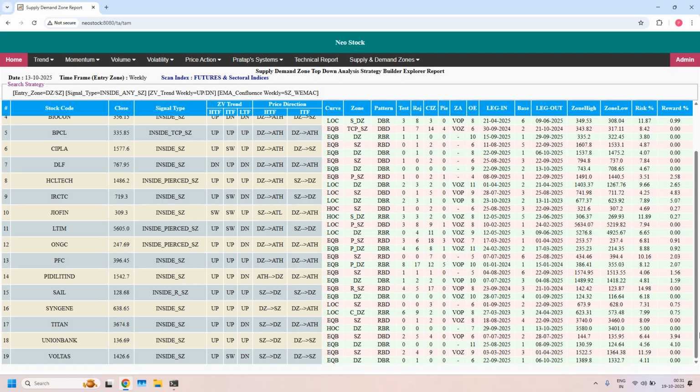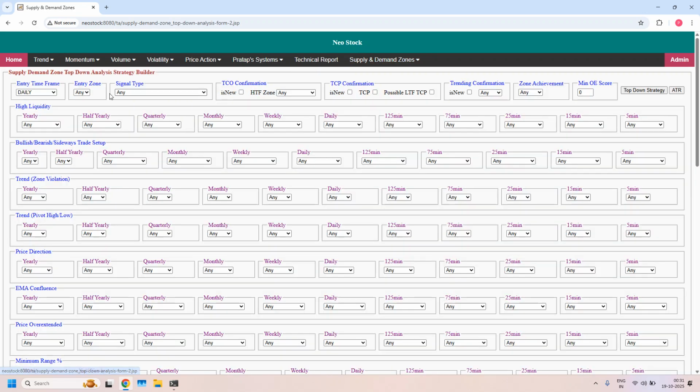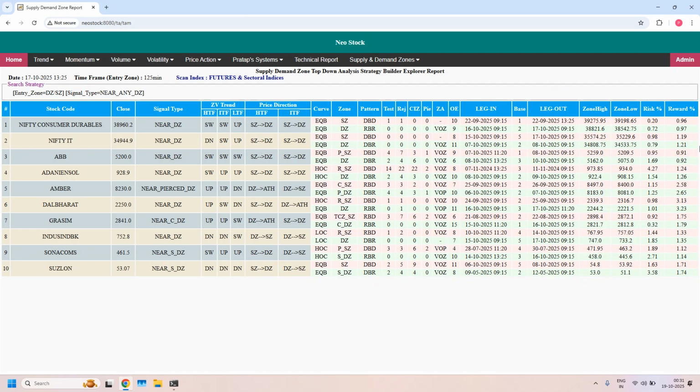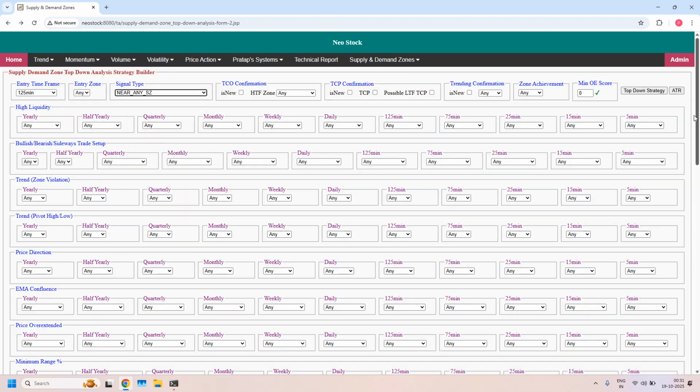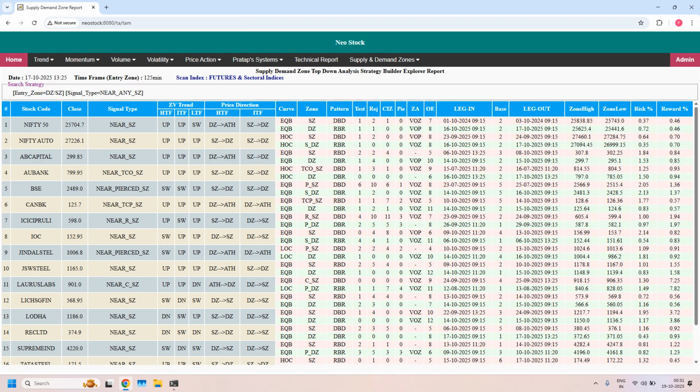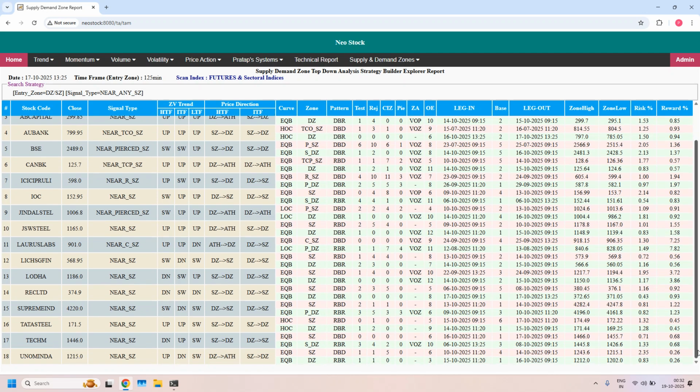Next time frame daily already generated in the beginning of the report. So the next time frame is 125 minutes. Stocks near 125 minutes demand zone. We got 10 stocks. Next, stocks near to the 125 minute supply zone. First 15 stocks in the list. Scrolling the list down, 18 stocks are filtered.